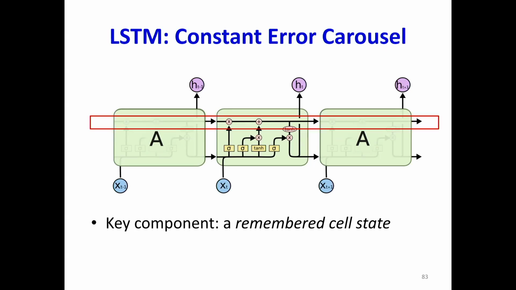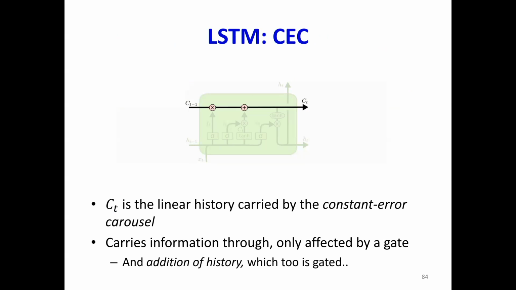So here's what the network looks like. The basic unit is this remembered cell state. This is the constant error carousel, which has no weights. It has no activations. If some input is put into memory, it's going to remain there until something modifies it. And the modifications are going to be done by the lower portions of the network. So this C_t is linear history carried by the constant error carousel. It's only affected by a gate, or actually two gates, we will see.